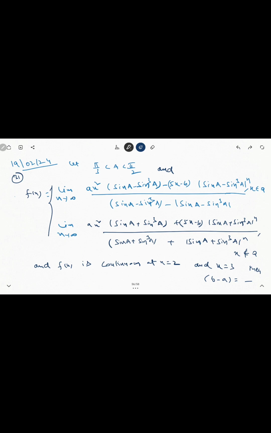For rational it is the function f of x as given. If f of x is continuous at x equal to 2 and x equal to 3, then find the value of b minus a. So try to solve it. Options are 3, 4, 5, 6.